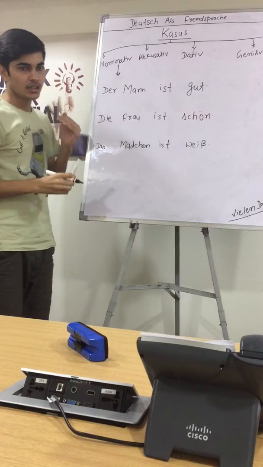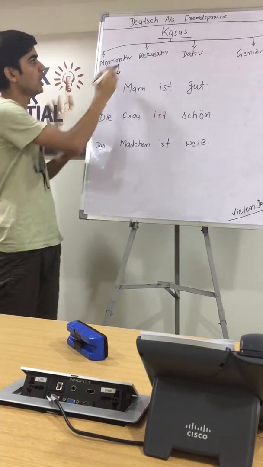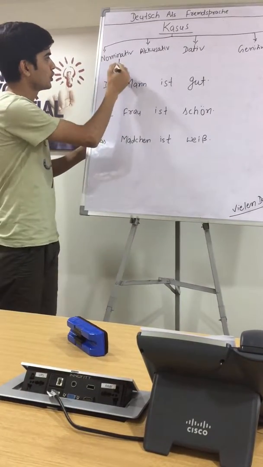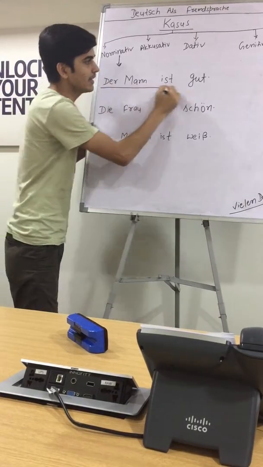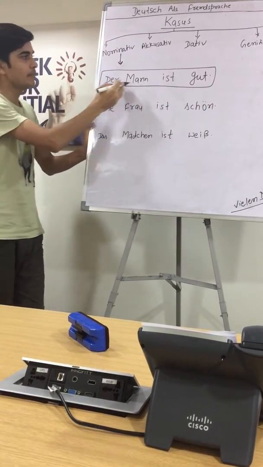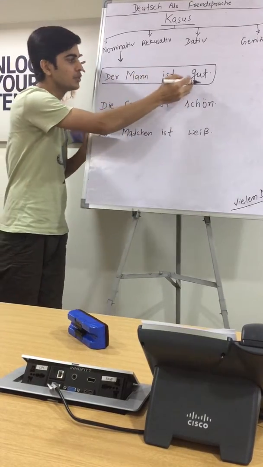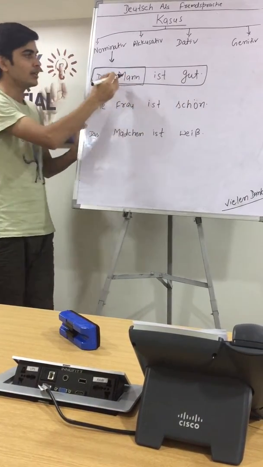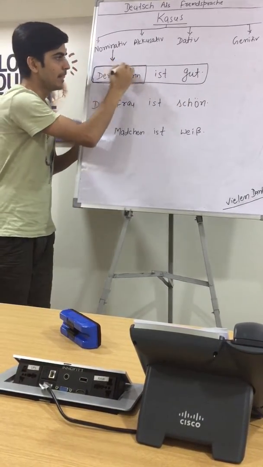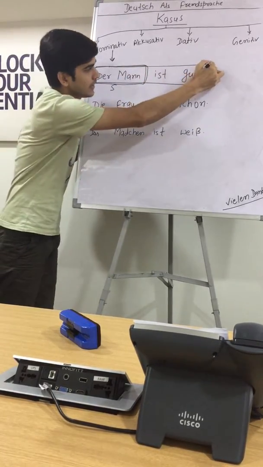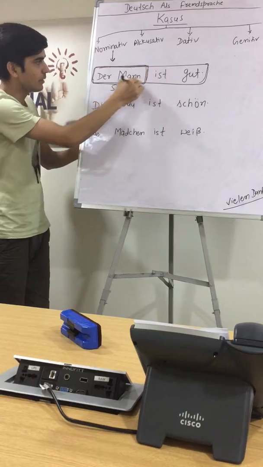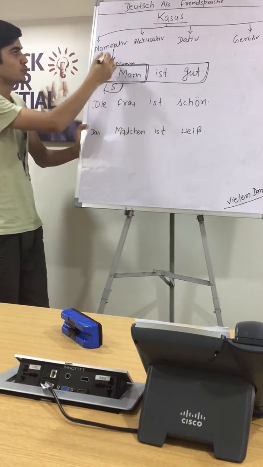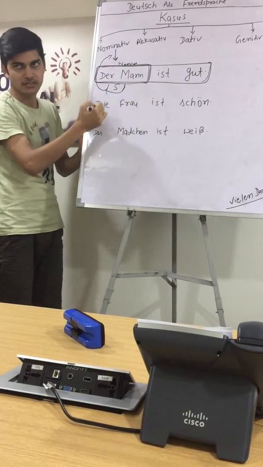The nominative is the basic German case that describes the subject of any sentence. So this is a nominative sentence: Der Mann ist gut. The man is good. Der Mann is our subject in this sentence. So der Mann is in nominative, and this one is the subject. So the subject is basically always in nominative case.